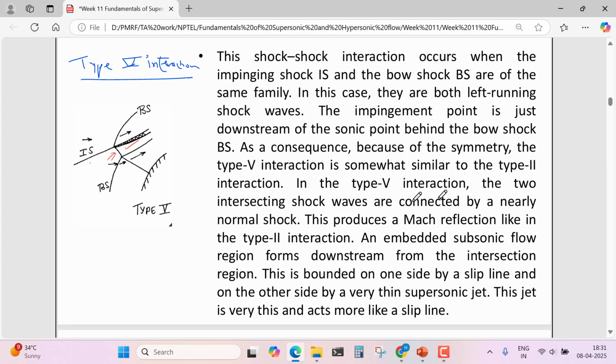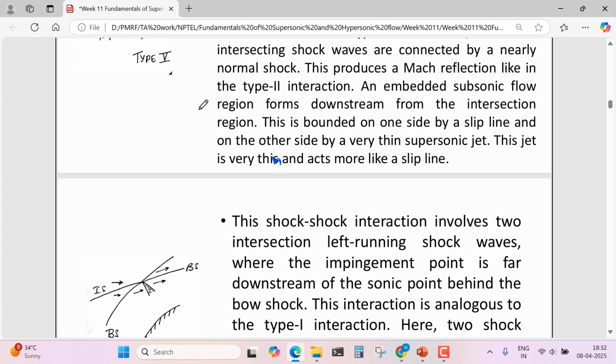In the type 5 interaction, the two intersecting shock waves are connected by a nearly normal shock. This produces a Mach reflection like type 2 interaction, and an embedded subsonic flow region forms downstream from the intersection region. So this embedded subsonic region is formed. It is bounded by one slip line, and on one side there is a very thin supersonic jet, which acts more like a slip line. So this is a type 5 interaction.